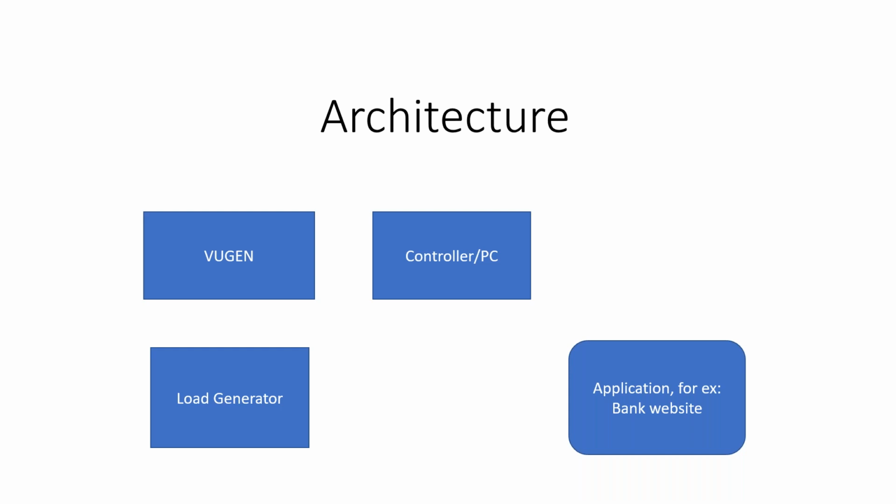Here comes the component called controller or the performance center. This controller will control the users against each test case or test script. For example, out of 1,000 users, I want to execute 600 users for test case 1 and 400 users for test case 2. Then I will make that configuration in the controller or the performance center.